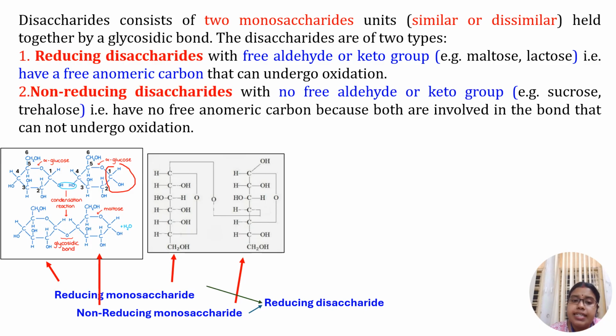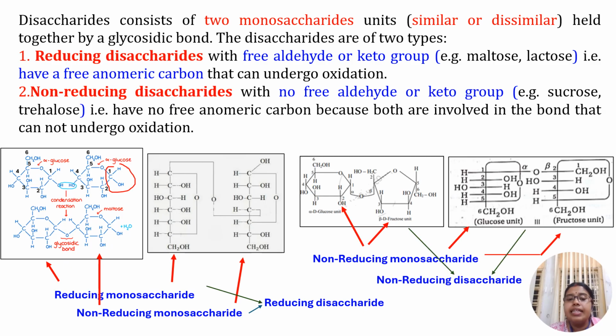What are non-reducing disaccharides? Non-reducing disaccharides have no free aldehyde or keto group. That is, they have no free anomeric carbon because both are involved in forming the glycosidic bond. Like in the case of sucrose, the alpha glucose is linked with the beta fructose. In sucrose, the C1 of alpha-D-glucose is linked with the C2 of beta-D-fructose. That means in both glucose and fructose, the anomeric carbon is linked to form the glycosidic bond. That's why no free anomeric carbon is present for reducing nature. That's why, combined, sucrose is a non-reducing disaccharide.